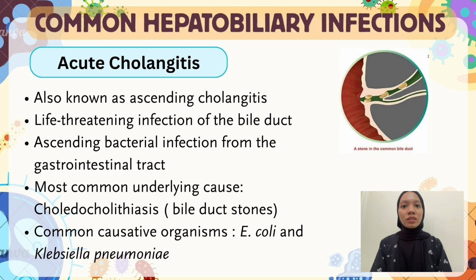So acute cholangitis, also known as ascending cholangitis, is a potentially life-threatening infection of the bile duct, and it usually occurs when there is obstruction of the bile flow due to choledocholithiasis, which is the presence of stones in the common bile duct. So there are actually two major causative microorganisms that cause acute cholangitis, which are Escherichia coli, usually called E. coli, and also Klebsiella pneumoniae.